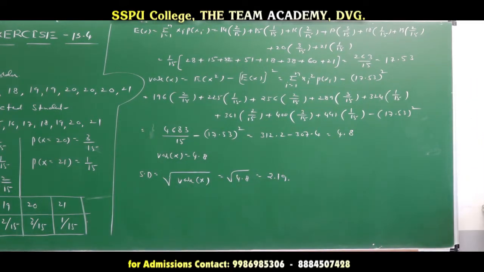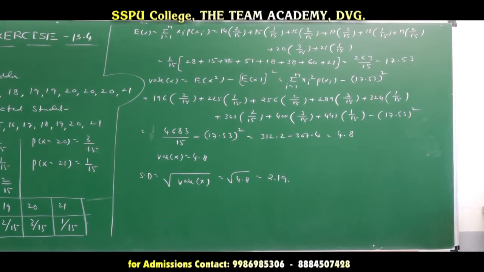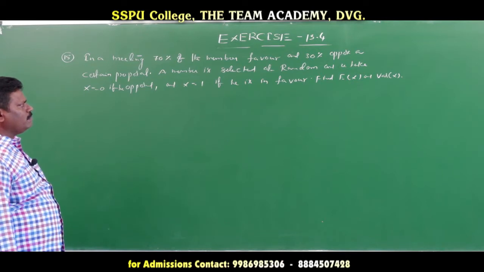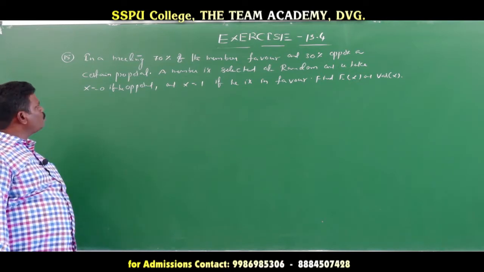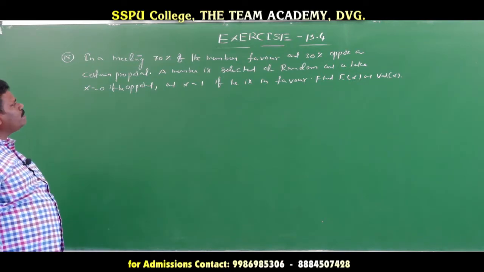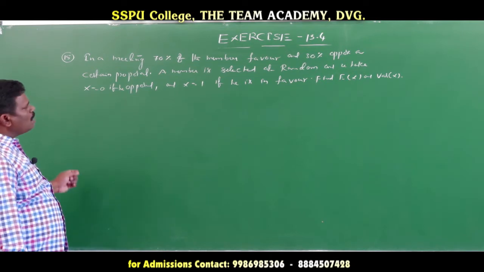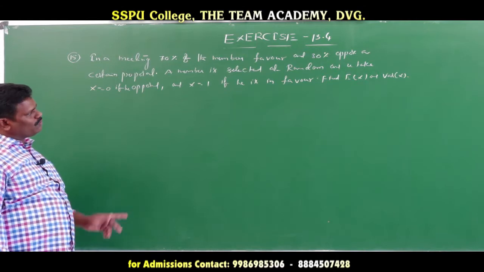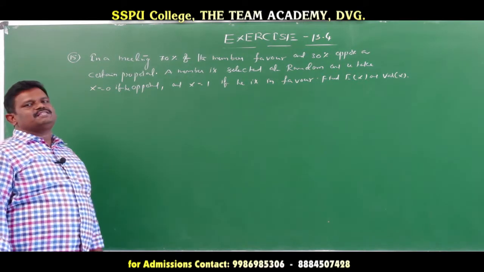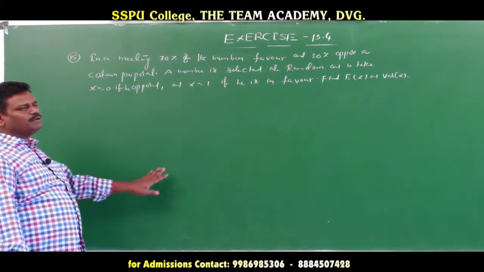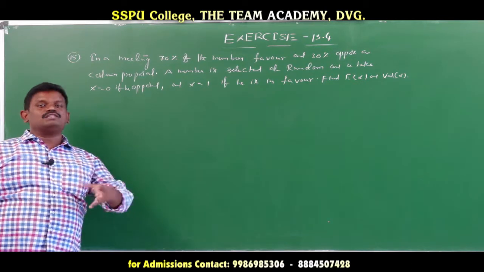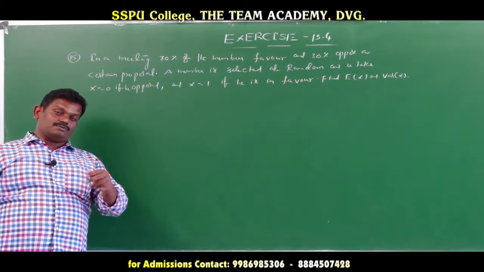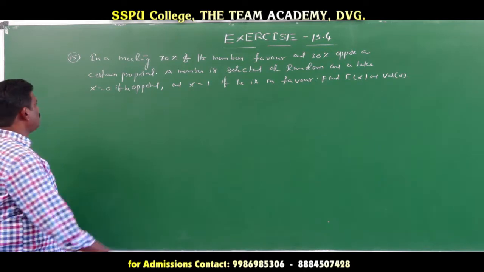15th question: In a meeting, 70% of the members favor and 30% oppose a certain proposal. A member is selected at random and we take x equal to 0 if he opposed and x equal to 1 if he is in favor. Find expectation of x and variance of x. Simple. Here the possible values of x are directly given, and the corresponding probabilities also. So that's what we do here.